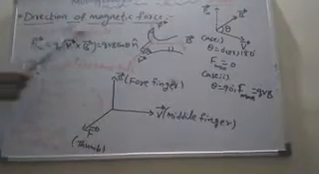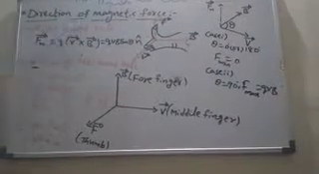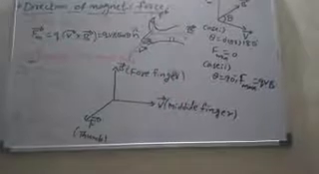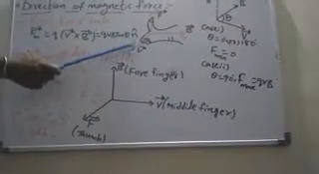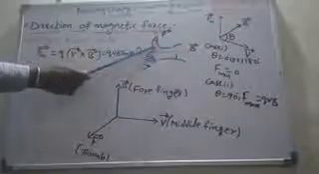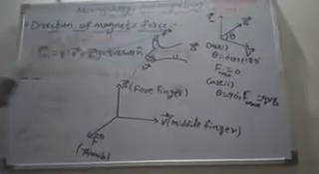By the right hand palm rule and Fleming's left hand rule. What is the right hand palm rule? Stretch the four fingers of the right hand along the velocity of the charged particle and curl the fingers towards the magnetic field. Then the direction in which the thumb points is the direction of the magnetic force. That is the right hand palm rule.